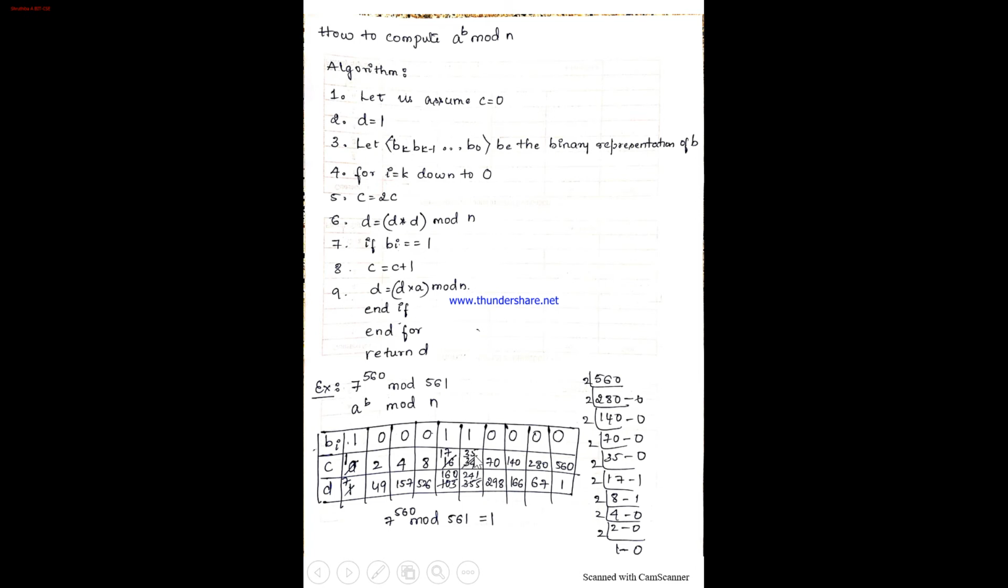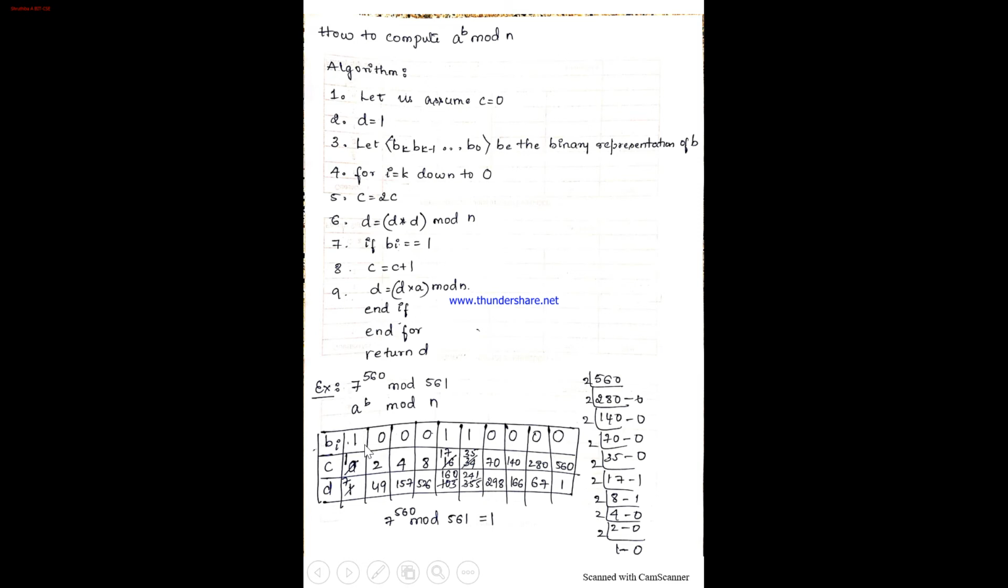Next, 35 into 2 is 70. 70 into 2 is 140. 140 into 2 is 280. Why am I not adding 1 to it? Because all these bits are zeros. 280 into 2 is 560. See, the power is 560. I'll stop.